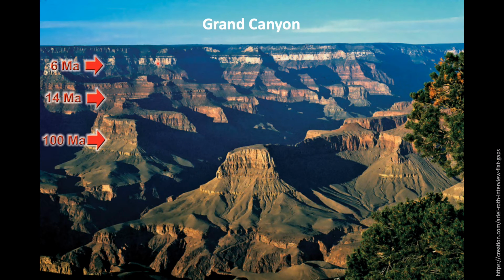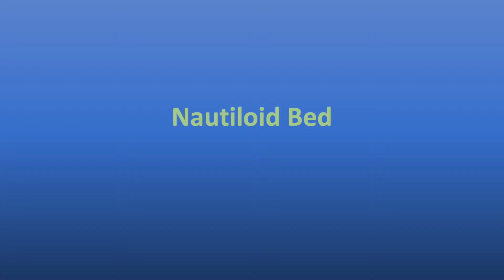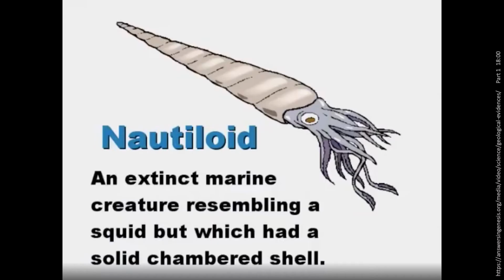So here's the Coconino and the Hermit Shale, 6 million year gap, just stretches as far as the eye can see. 14 million year gap. Here's 100 million years and no erosion. Missing time, no erosion.